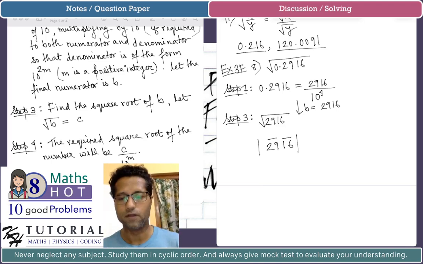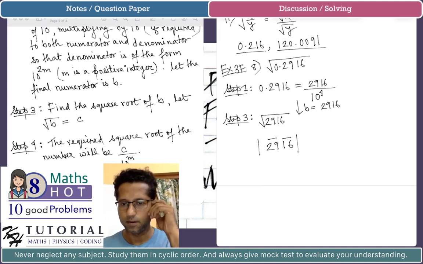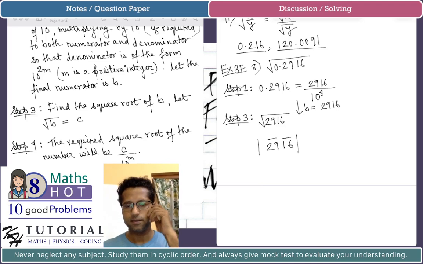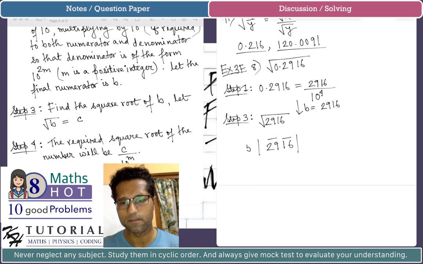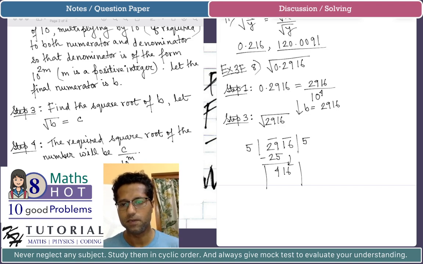Now we will start from the leftmost period, which is 29, and find the single digit divisor whose square will be less than or equal to 29. Clearly it will be 5, so the quotient is 5. We subtract 25 from 29 and get 4, and then we bring down the next period, that is 16. The 416 becomes the new dividend, and the new partial divisor will be the current quotient, 5, multiplied by 2, so 10.